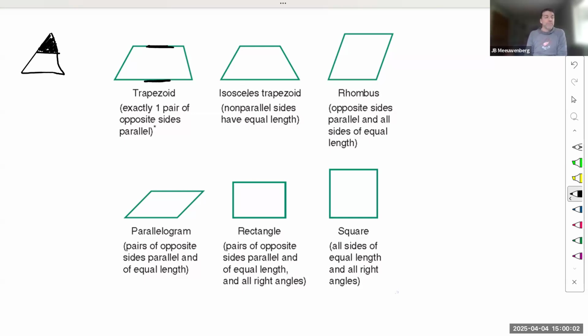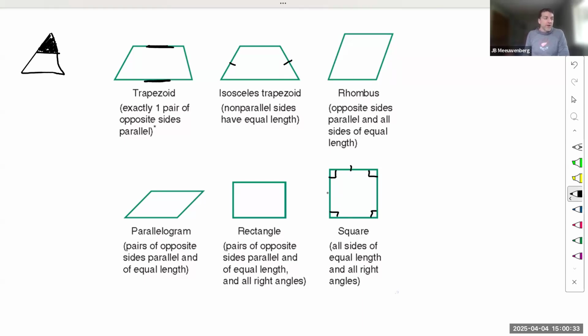An isosceles trapezoid, just like an isosceles triangle, has equal length sides. The non-parallel sides have equal length. I'm actually going to jump down here. A square. We're familiar with a square, maybe one of the first shapes that we learned. All sides are equal length and they're all right angles. So we have 90-degree angles. That's called a square. Right above it, we have a rhombus.